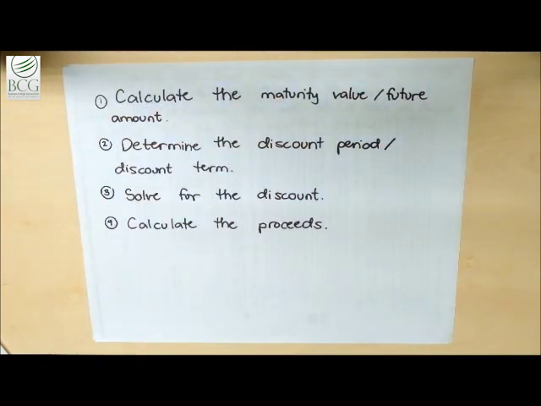So there are 4 steps in calculating for the proceeds. First is to calculate for the maturity value. Second is to determine the discount period. And third is to solve for the discount. And fourth is to calculate the proceeds.